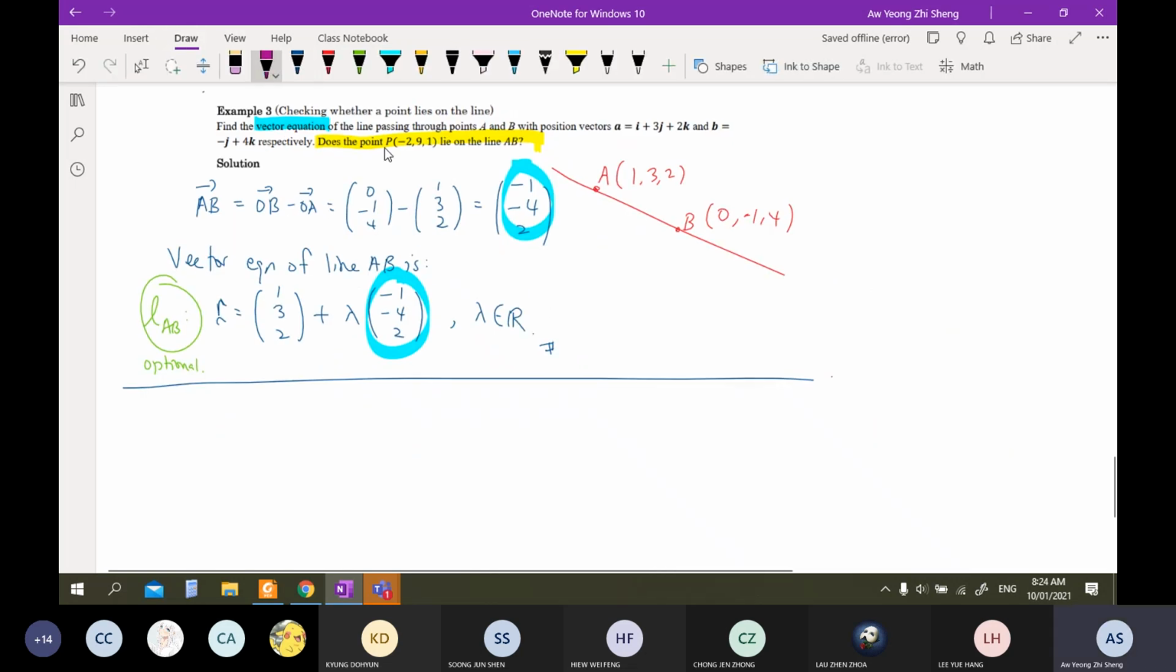Okay, now to check whether the point P lies on the line AB, we are going to set r equals to OP in the vector equation of line AB. Some people use the word set, some people use the word let. Either way will do. So the idea is you would set r equals to OP in the vector equation of line AB, then you try to solve for lambda.